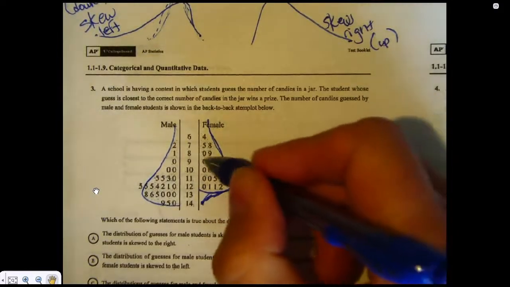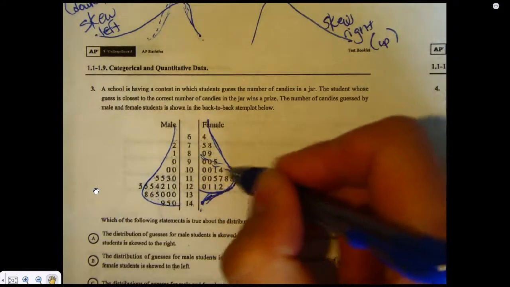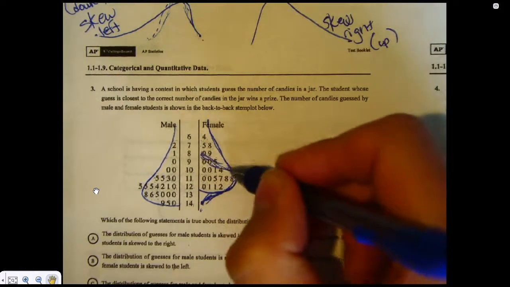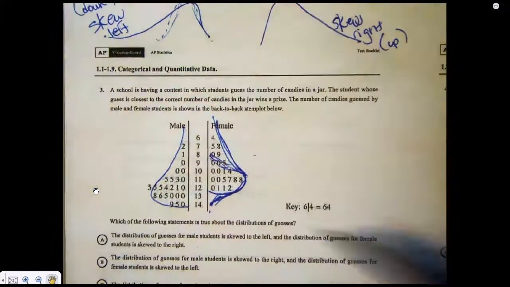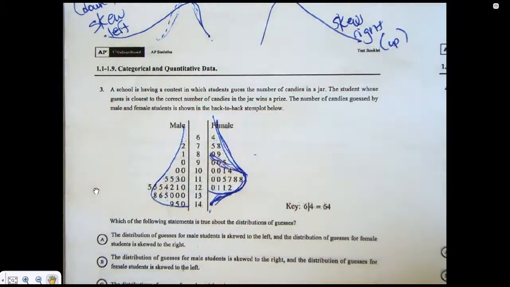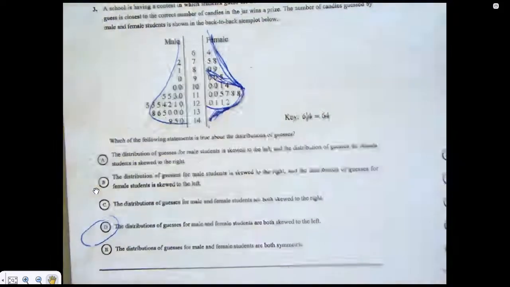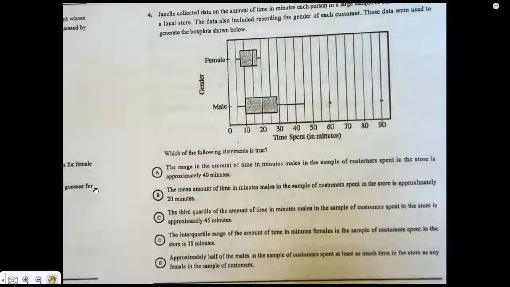So a typical distribution would kind of look like this. And then what we're doing is grabbing this part here, and it's getting yanked over there, in the direction of smaller numbers, which makes it skew to the left. So D is correct there.